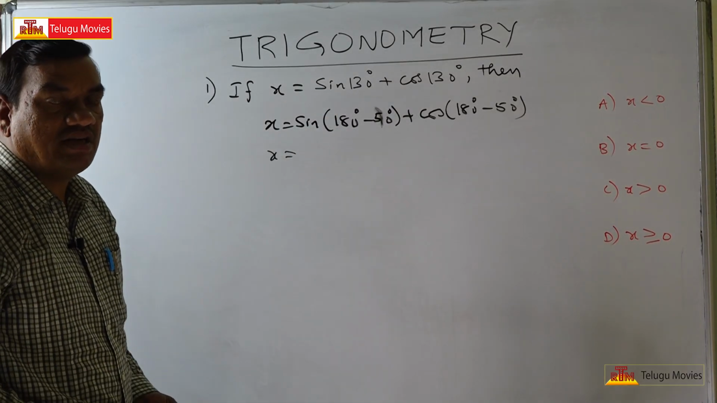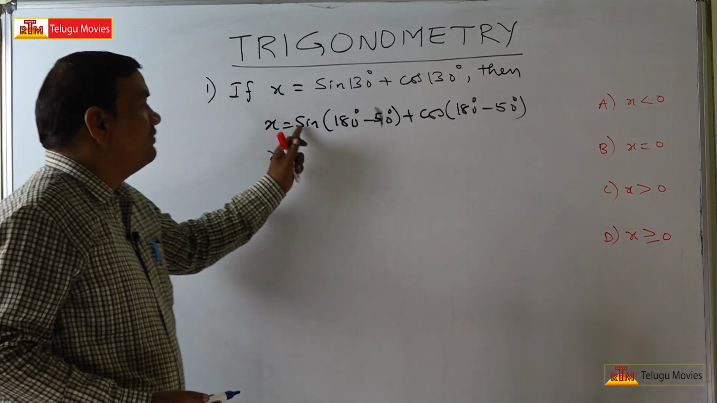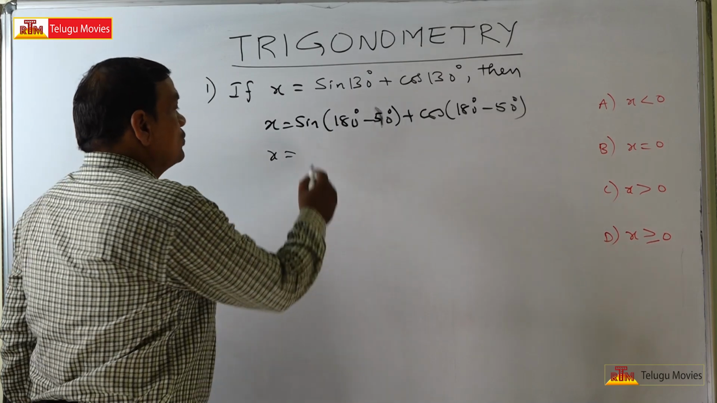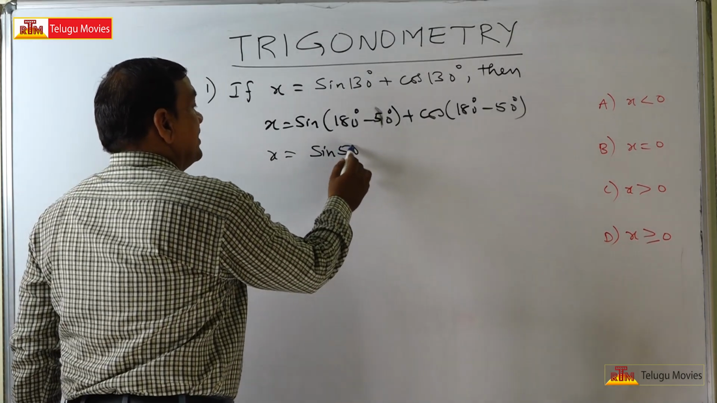Sine of 180 minus theta means in which quadrant? It will be in the second quadrant. I already explained that in the second quadrant sine is positive. So this is equal to sine 50 degrees.